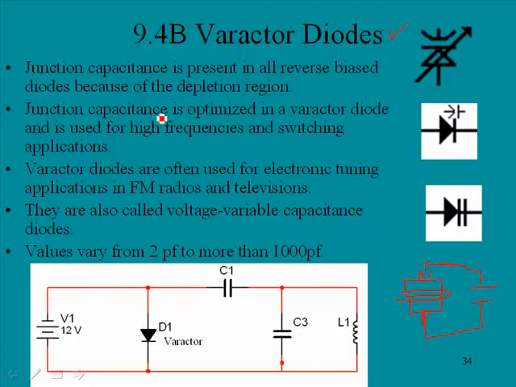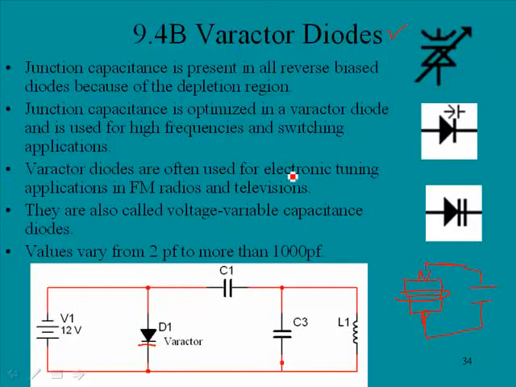Now, junction capacitance is optimized in a Varactor diode and is used for high frequencies and switching applications. And you'll note here in the diagrams that are used to define this device, here we have a diode, and here's a capacitor, and there's an arrow indicating that it is variable. Here we have a diode and a capacitor. Again, here is a diode and a capacitor, and down here I think I'll draw a little line just to let us know that this is a Varactor in the circuit here.